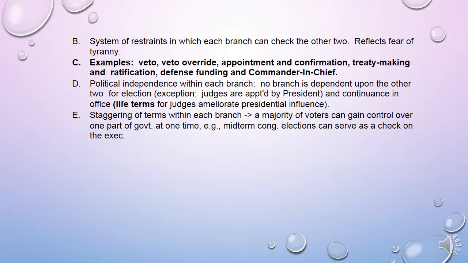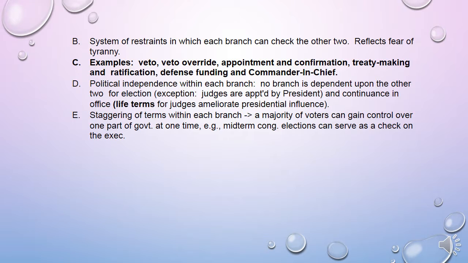And then there's political independence within each branch. No branch is dependent upon the other two for election, with the exception of a lot of judges being appointed by the president and confirmed by Congress. But once that happens, they operate independently. The only issue, and we'll get to this when we get into the institutions unit, is funding for these courts. And then continuance in office, life terms for judges.